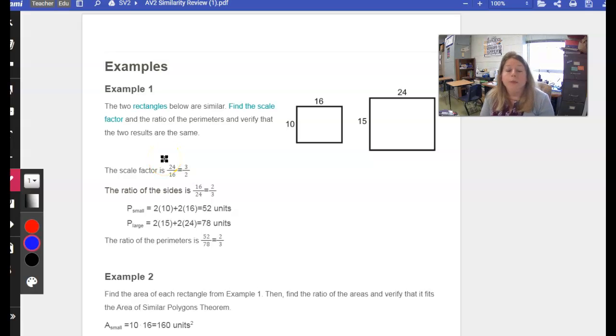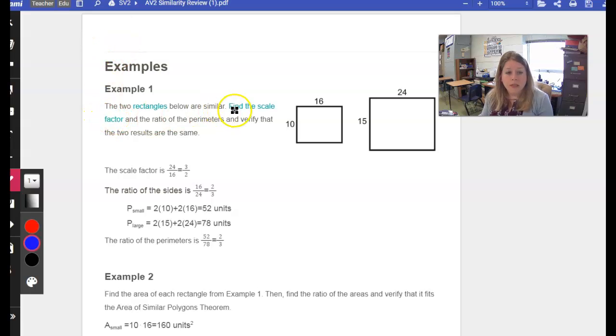Alright, before break we were talking about similar polygons and the relationships between their perimeters and their areas. So we're going to review that a little bit. If you recall, the ratio of the perimeter is the same as the ratio of the sides, and the ratio of the sides is the flip of the scale factor.